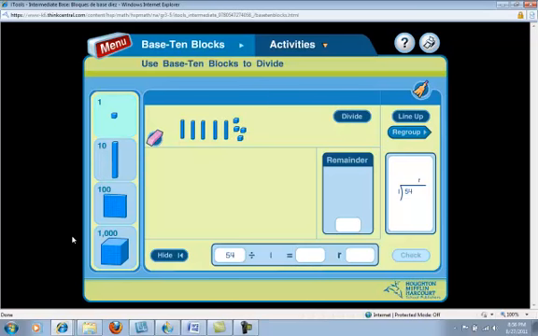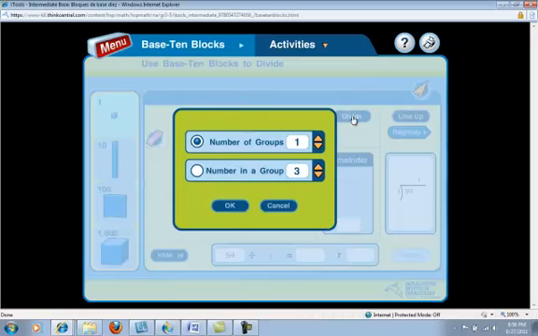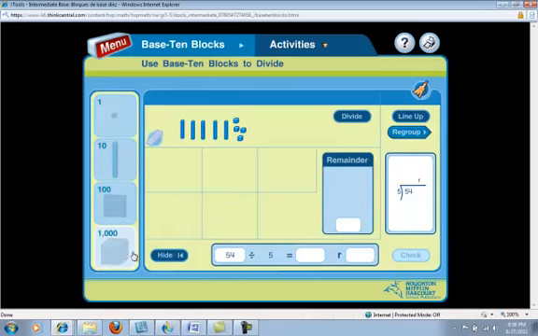So now I have 54, and I want to divide it into 5 groups. So remember, I click divide, change it to 5 groups. That's the number of groups, and I'm going to click OK. So now you can see underneath I have 1, 2, 3, 4, 5 groups. So I'm going to start by moving each of my tens into the 5 groups.